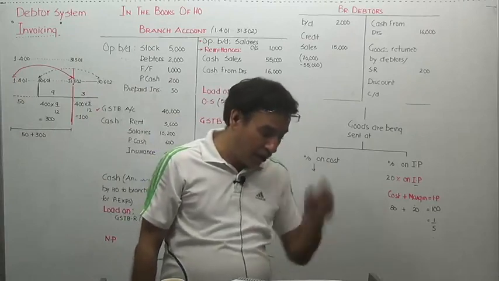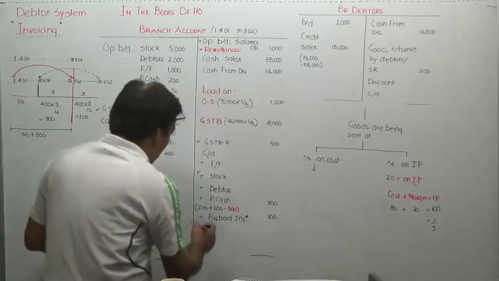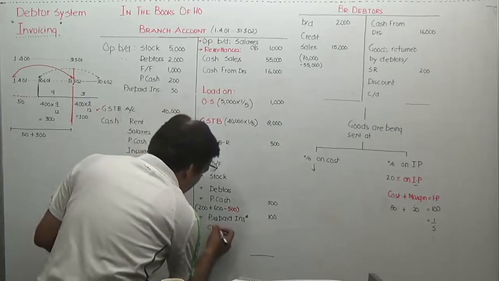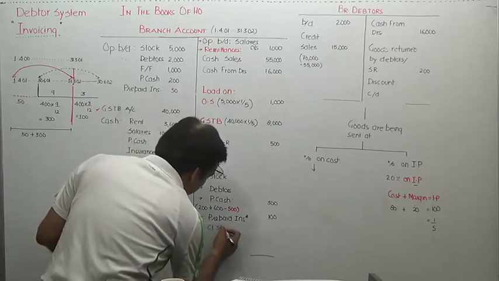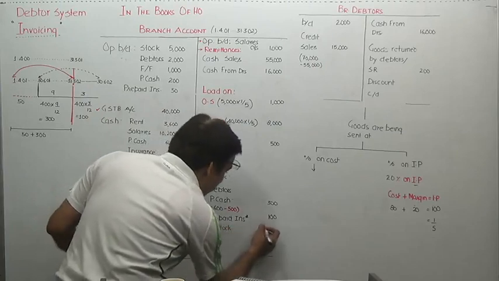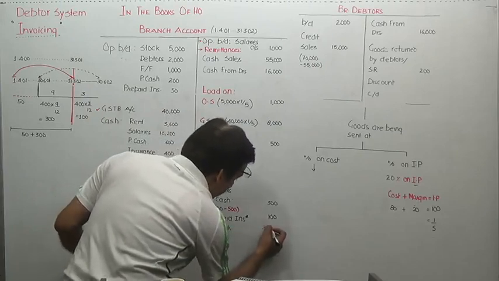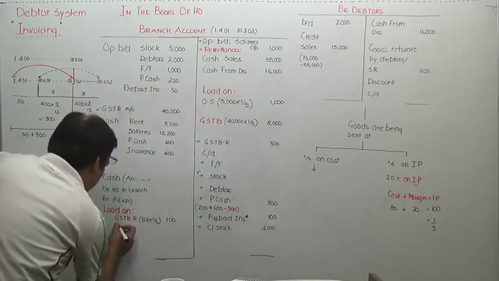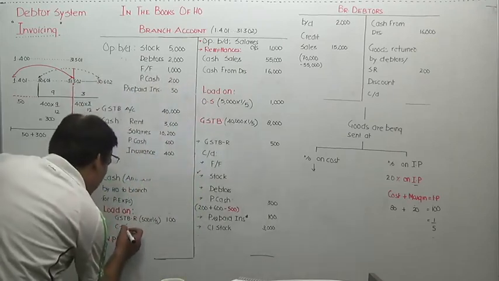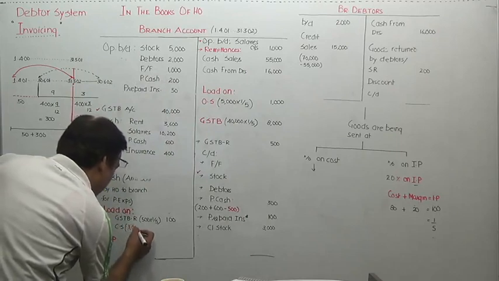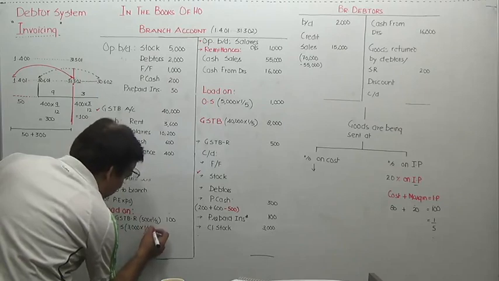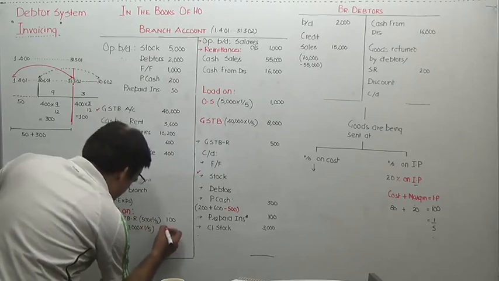Now, the next point is stock, that is 3000. So we are going to write here closing stock 3000. Closing stock will be written here as 3000 into 1 by 5, that is equal to 600.